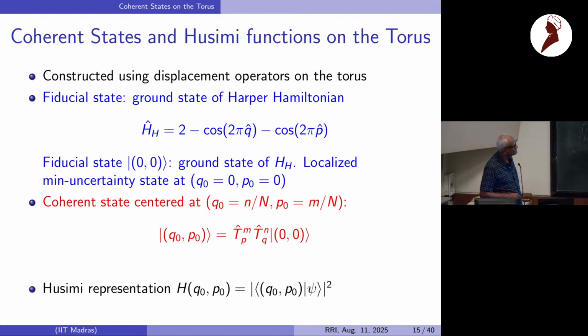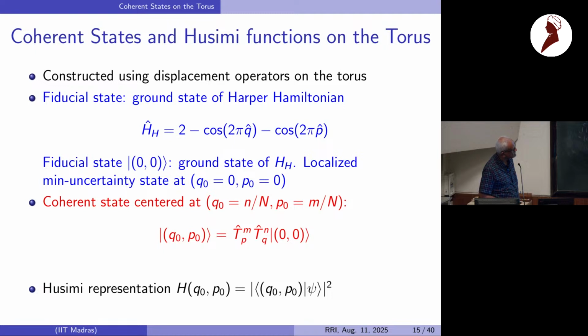And you can find the ground state of that, which will be a highly localized state at 0, 0, which we will use as our ground state, or fiducial state as the jargon goes. And then this is going to be very much a minimum uncertainty state localized around here, and we will simply transport it. So to transport it to a different position and momentum, not being 0, let's say n by n and m by n, where n and m are integers between 0 and n minus 1, we just use our translation operators in position. By n we translate momentum by m.